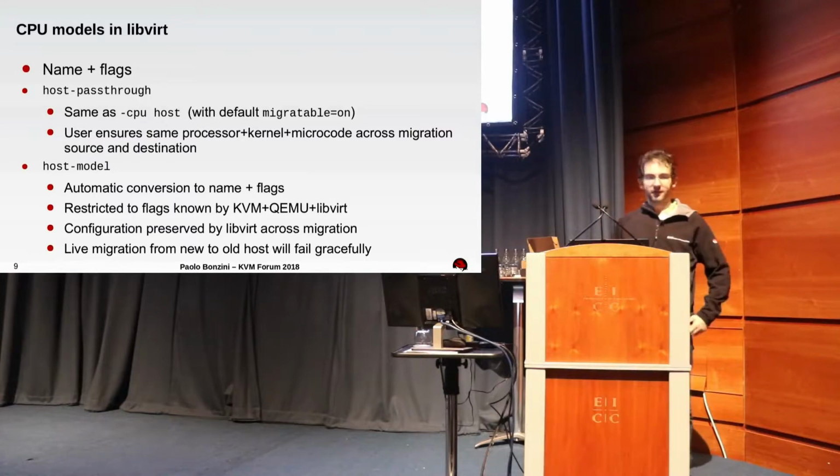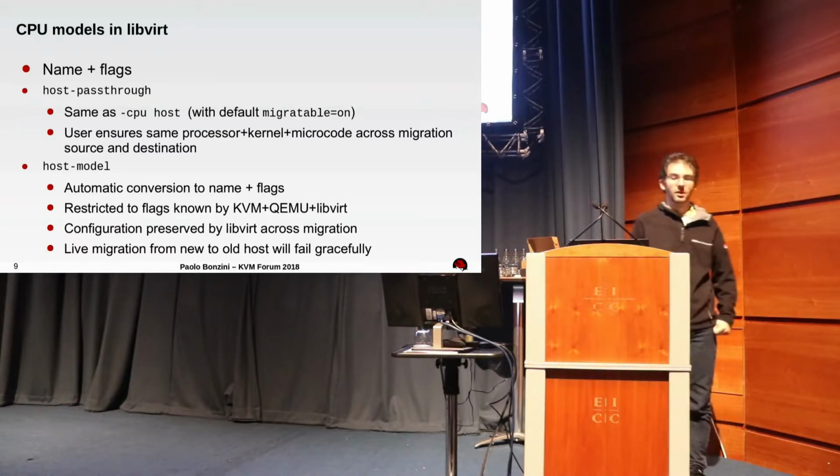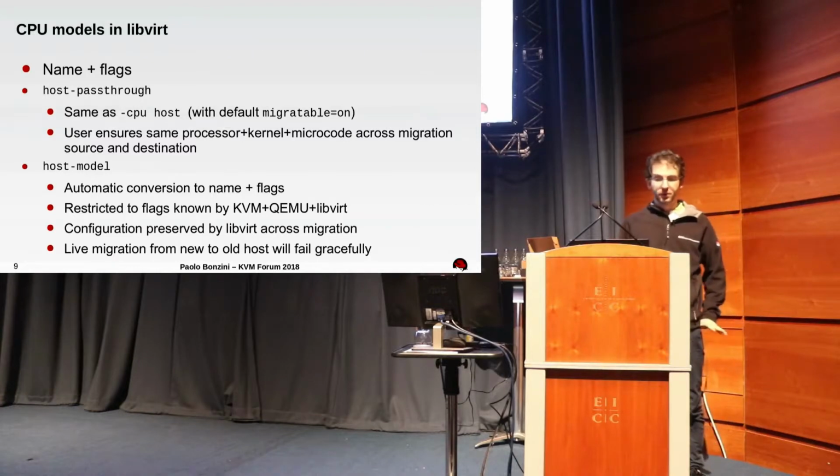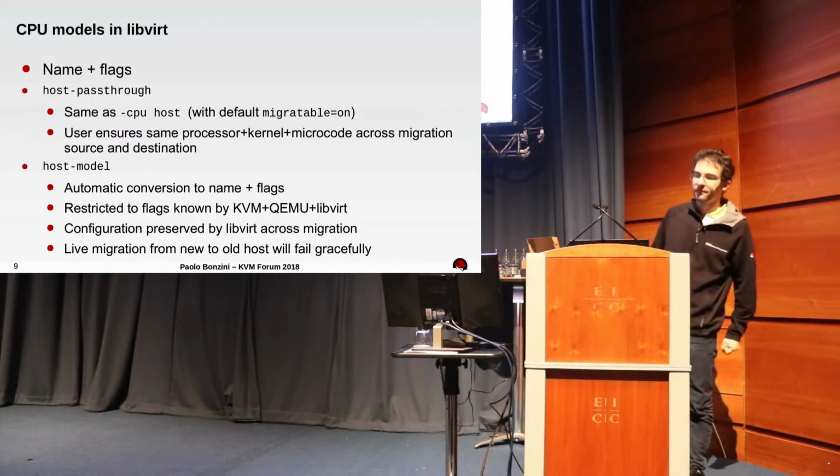You can do name plus flags just like QEMU. You can do host pass-through, which is basically the same as CPU host with the default migratable equal on option. In that case, you can do live migration across machines that are identical in processor, kernel, and microcode.